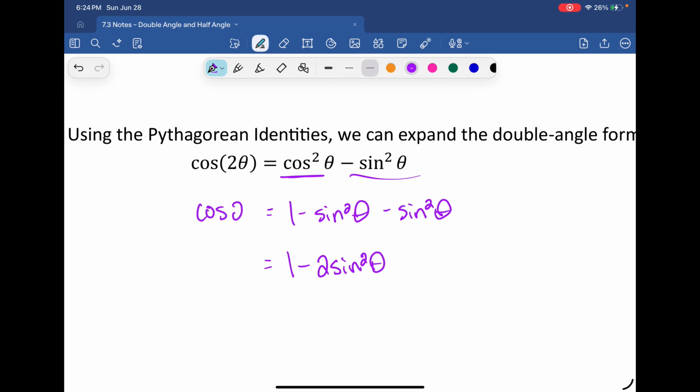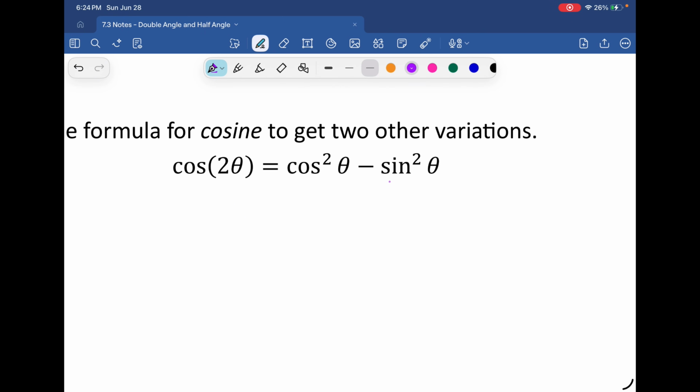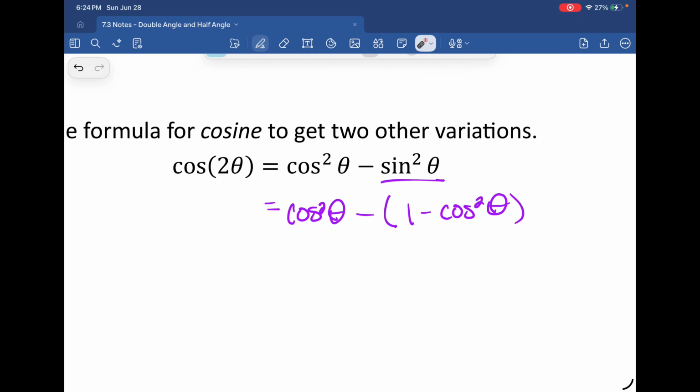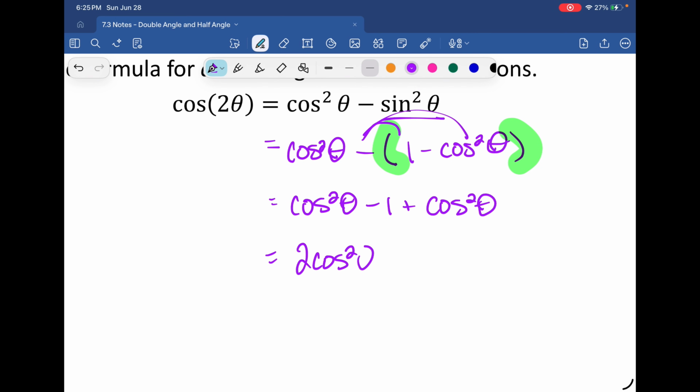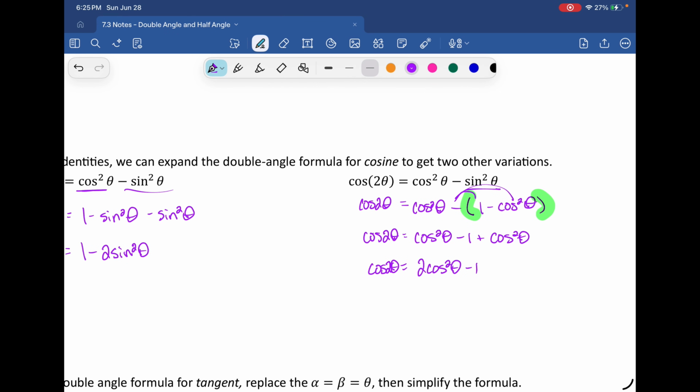So cosine 2 theta, the double angle for cosine, has other variations. In that same regard, I can change this one. Be a little more careful on that one, because we bring down the cosine squared, bring down the minus. Now sine squared could be 1 minus cosine squared. But because of this minus sign, you 100% need the parentheses here and here. So we'll distribute that minus sign, and I end up with cosine squared, cosine squared. I have 2 of them, so we have 2 cosine squared theta minus 1. You can use any variation of the double angle for cosine. It does not matter which one you use. It depends on the information that you have at that moment.